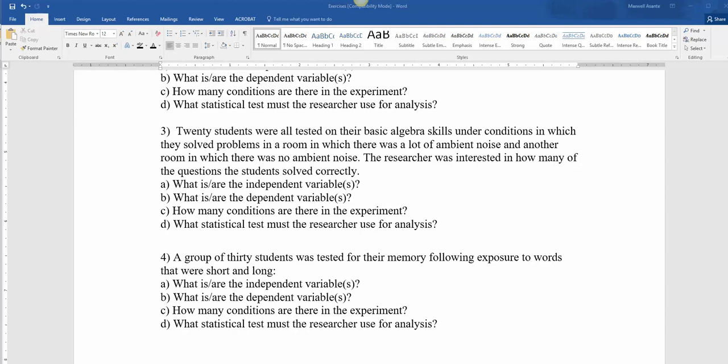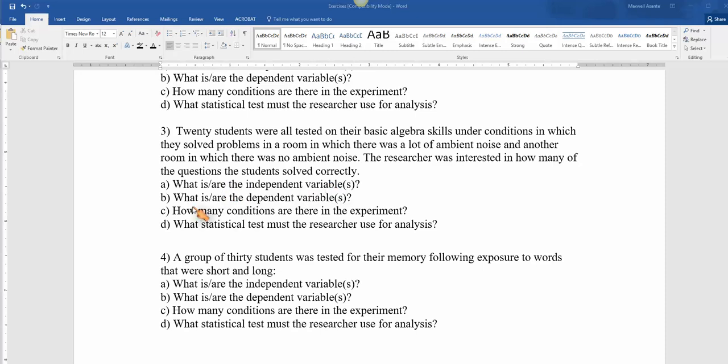So the independent variable that is being manipulated here is the noise in the room in which the problem was solved. You were either in a loud room where there was a lot of ambient noise, or in a quiet room in which there was no ambient noise. So the noise level is what is being manipulated. So that is the answer to what is or are the independent variables.